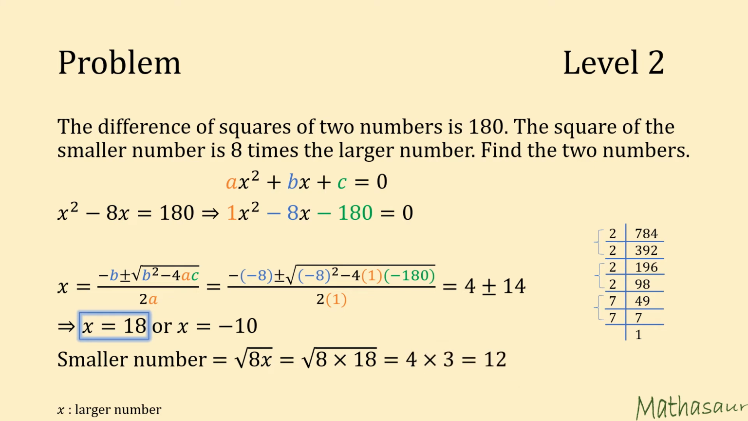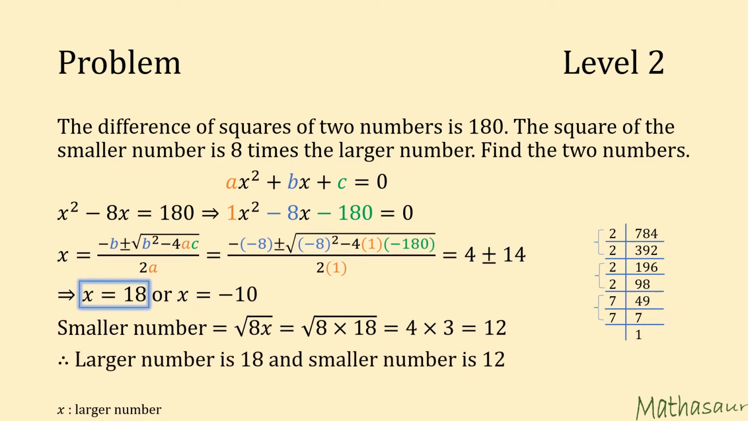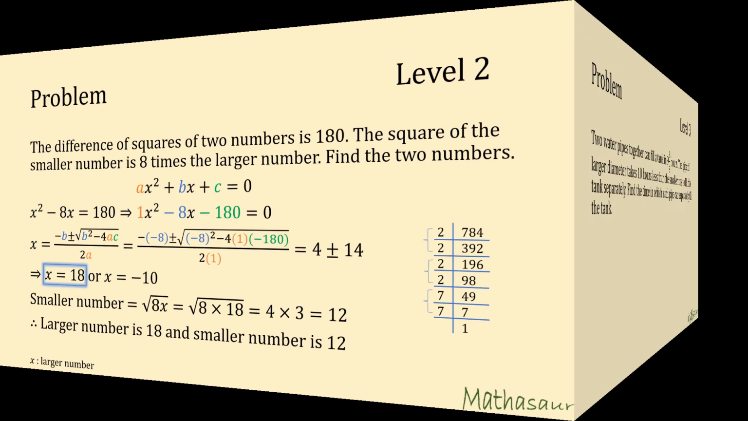So the smaller number is equal to 12. We could also check this result by finding 18² − 12². It comes out as 180. This means that our solution is correct. We could also apply the identity a² − b². Therefore, the larger number is 18 and smaller number is 12.